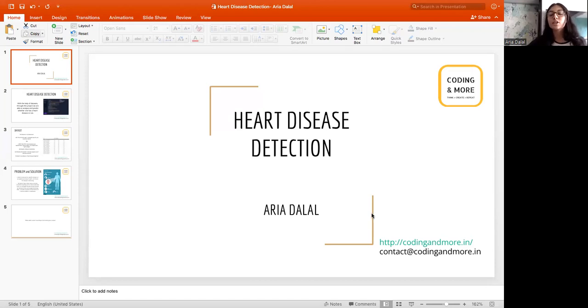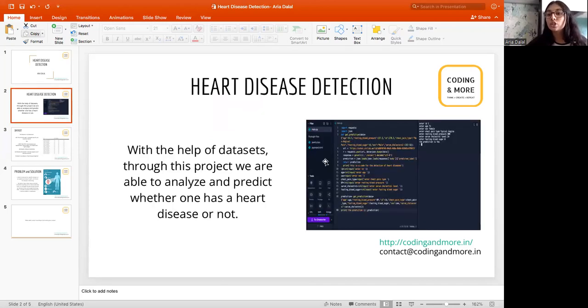I study at the Cathedral and John Connon School, and today I'm going to be showing you guys a project based on heart disease detection. So this is a screenshot of my Replit, and with the help of pre-made data sets through this project, we are able to analyze and predict whether one person has a heart disease or not.